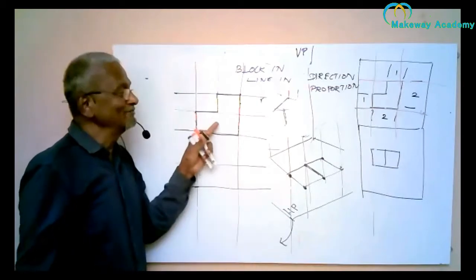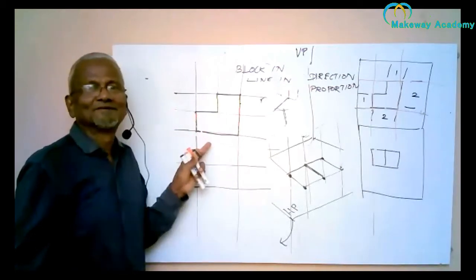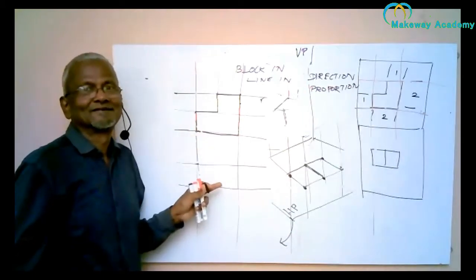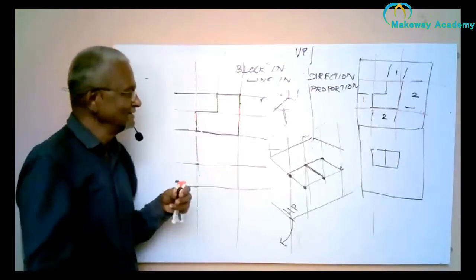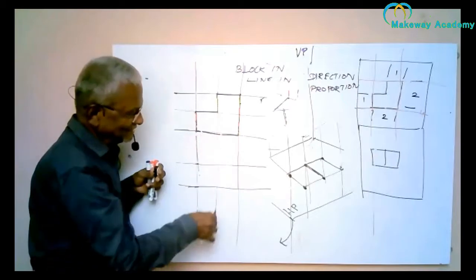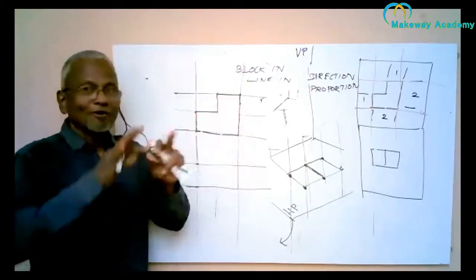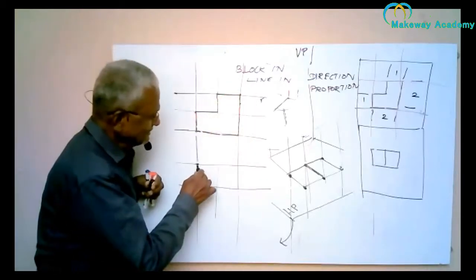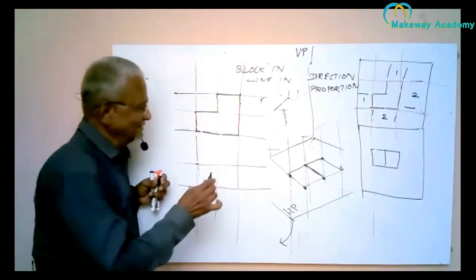So one view is drawn, and the other views are projected from the view which is drawn first. I completed the front view and then I am projecting the top view from the front view. That's the idea. See, I am projecting. So now I have constructed the top view. I have blocked in the top view. I'll have to line in. Line in means I'll have to darken only the object line.